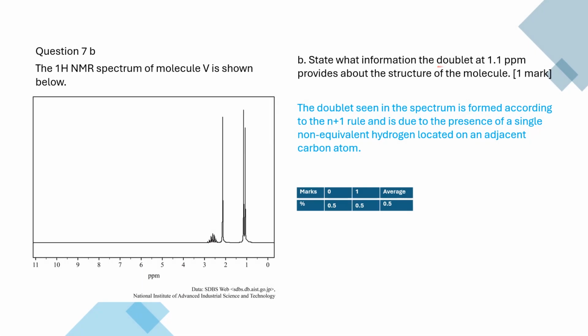The doublet at 1.1 parts per million suggests that there is a single non-equivalent hydrogen located on an adjacent carbon atom, according to the n+1 rule.